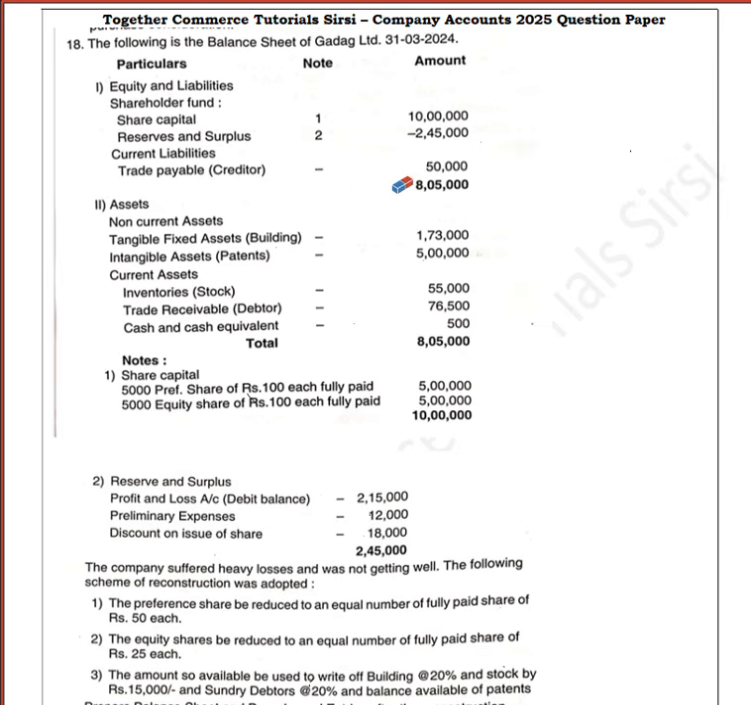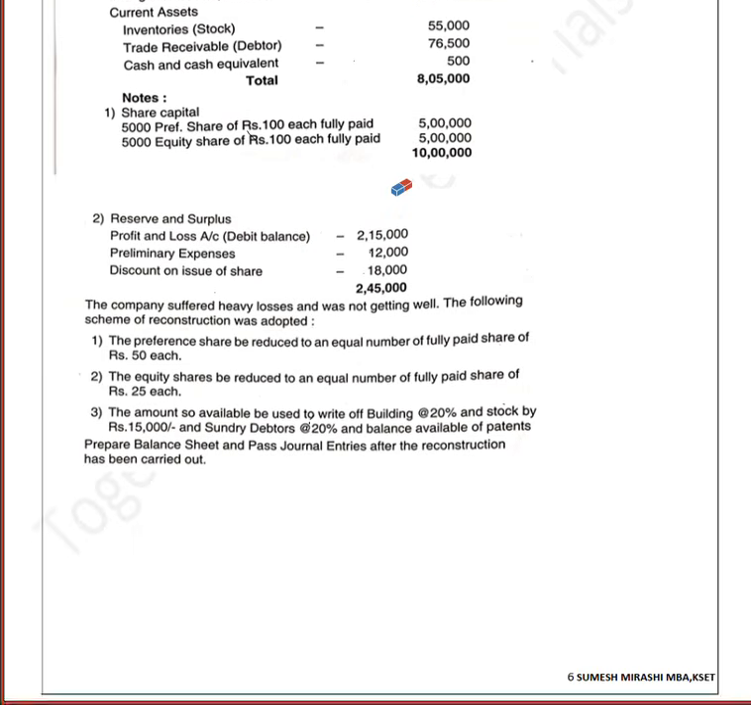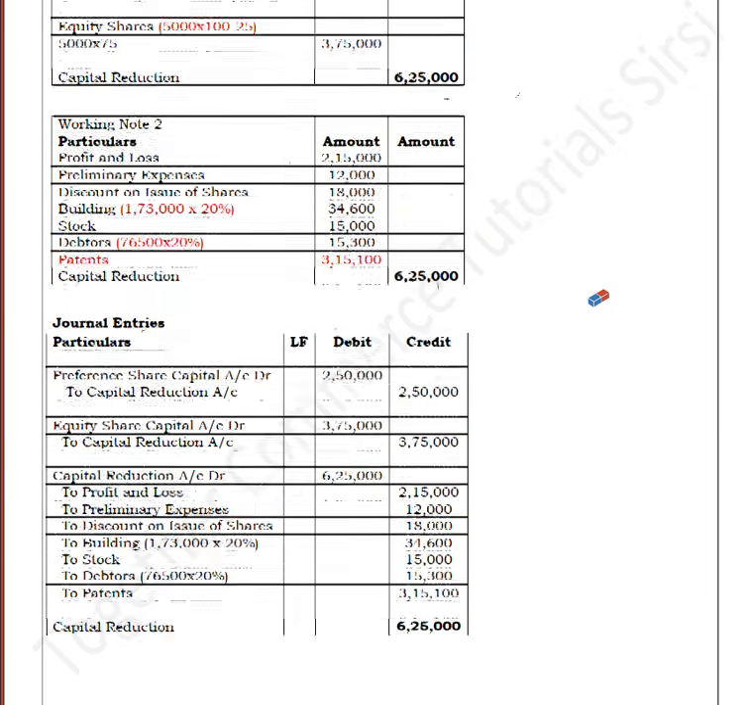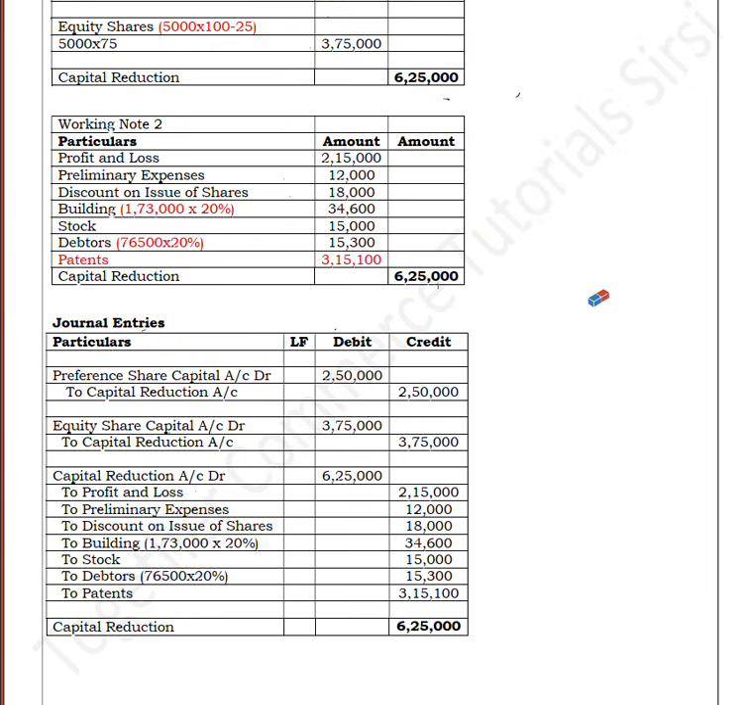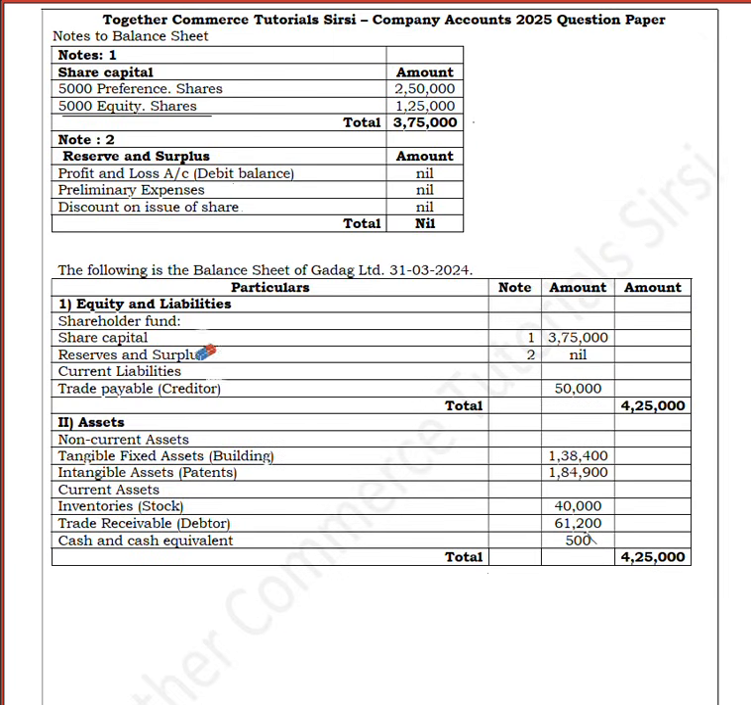Let me show you the question and the solution once at the end, so that you can take screenshots etc. This will be the question. Then this will be the first step of the solution, working note 1, working note 2. Then this is the journal entry: the working note 1 journal entry, and the working note 2 journal entry. Then this is the balance sheet.